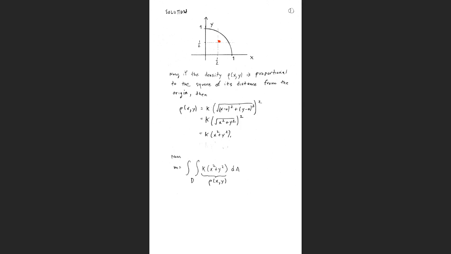It's not there for a reason. It's not here. It's there for a reason, and it has to do with how the density function is defined.